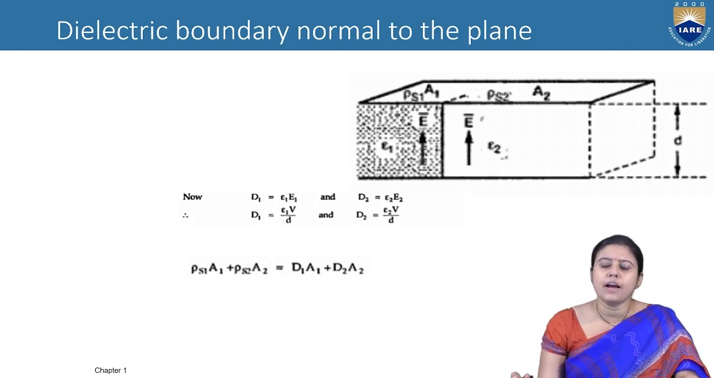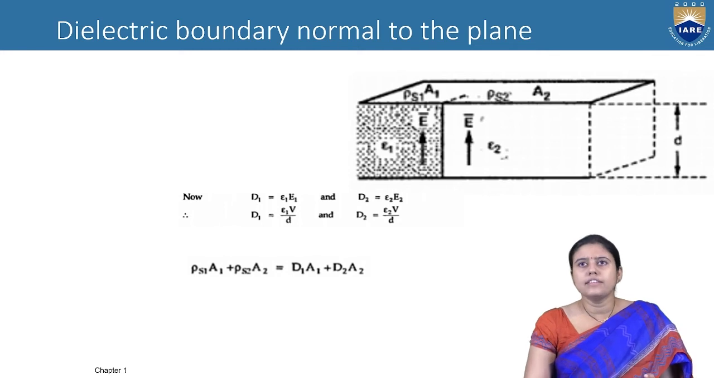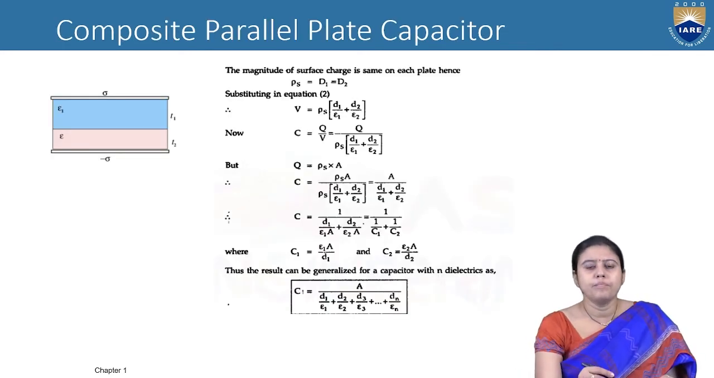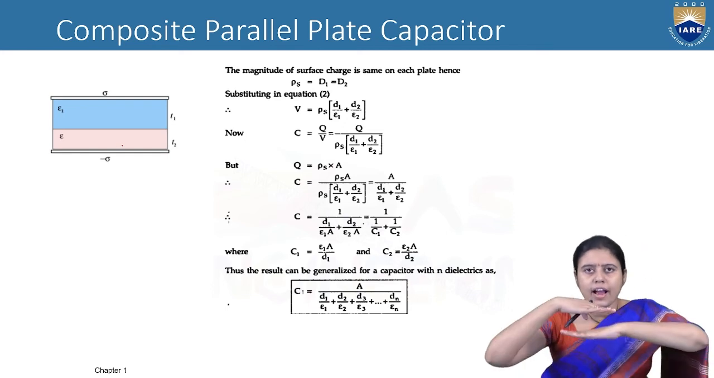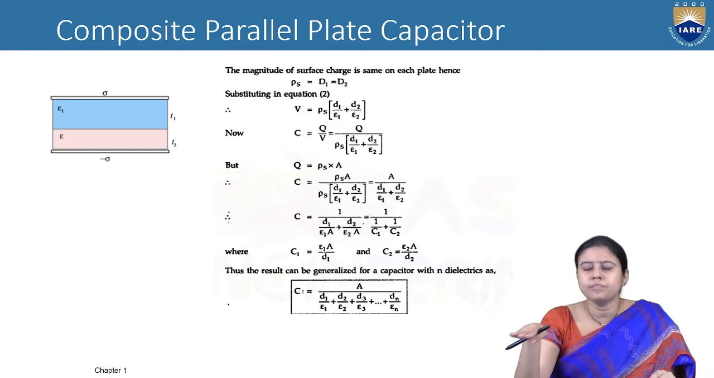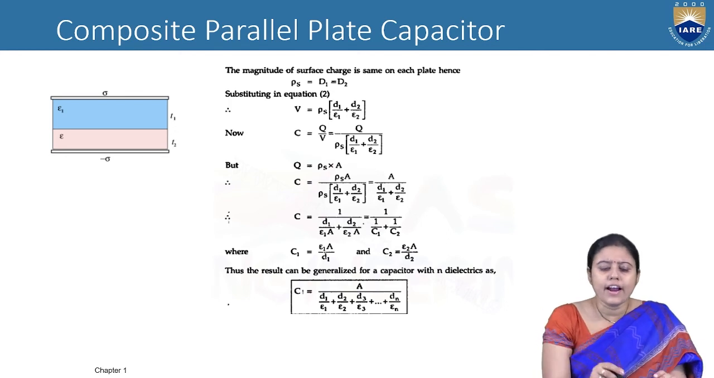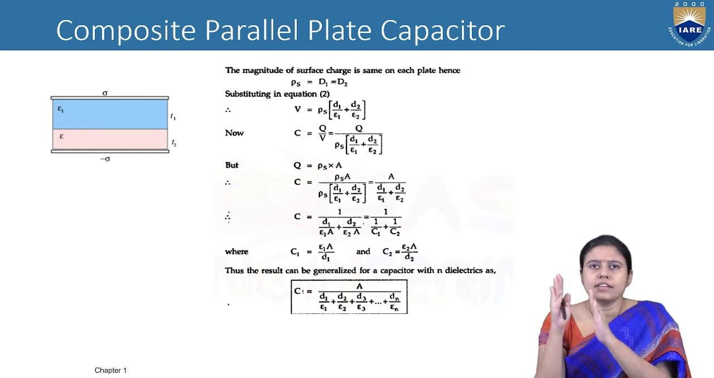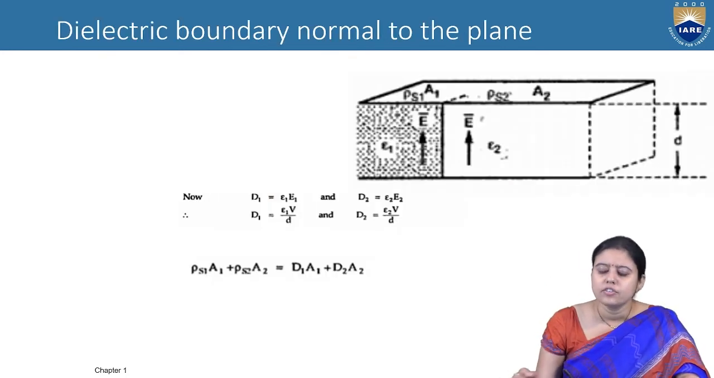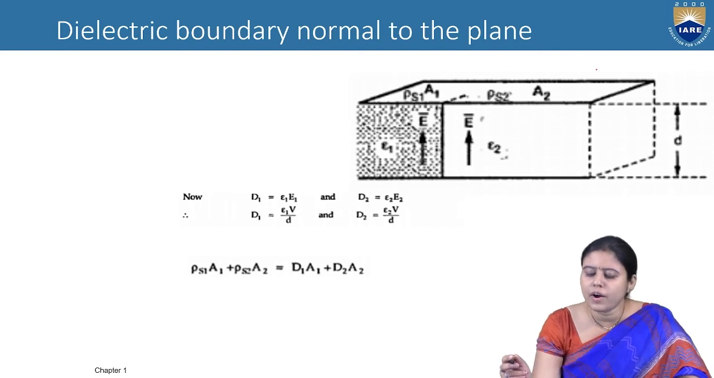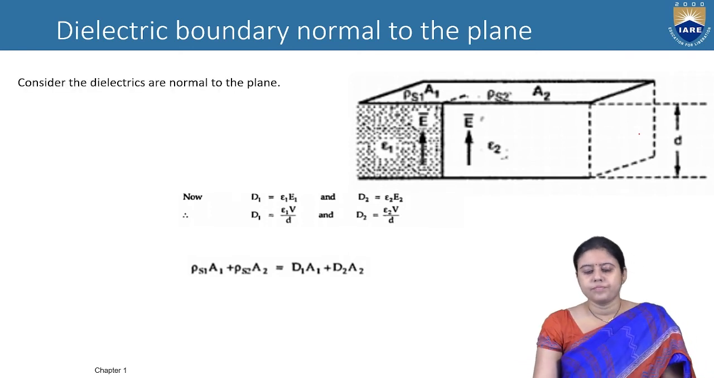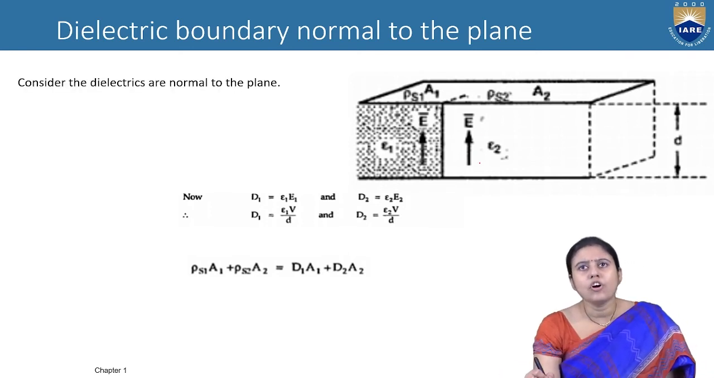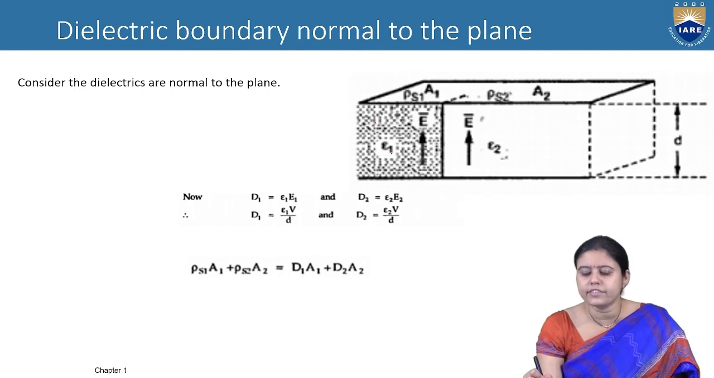Now we are discussing the case where these composite materials are parallel to each other, but in a horizontal manner. What will happen if the surface is in a vertical manner? Let's think, this is one plate, and the downside is another plate, and the dielectrics are normal to the plane. This is one dielectric and this is the other dielectric.